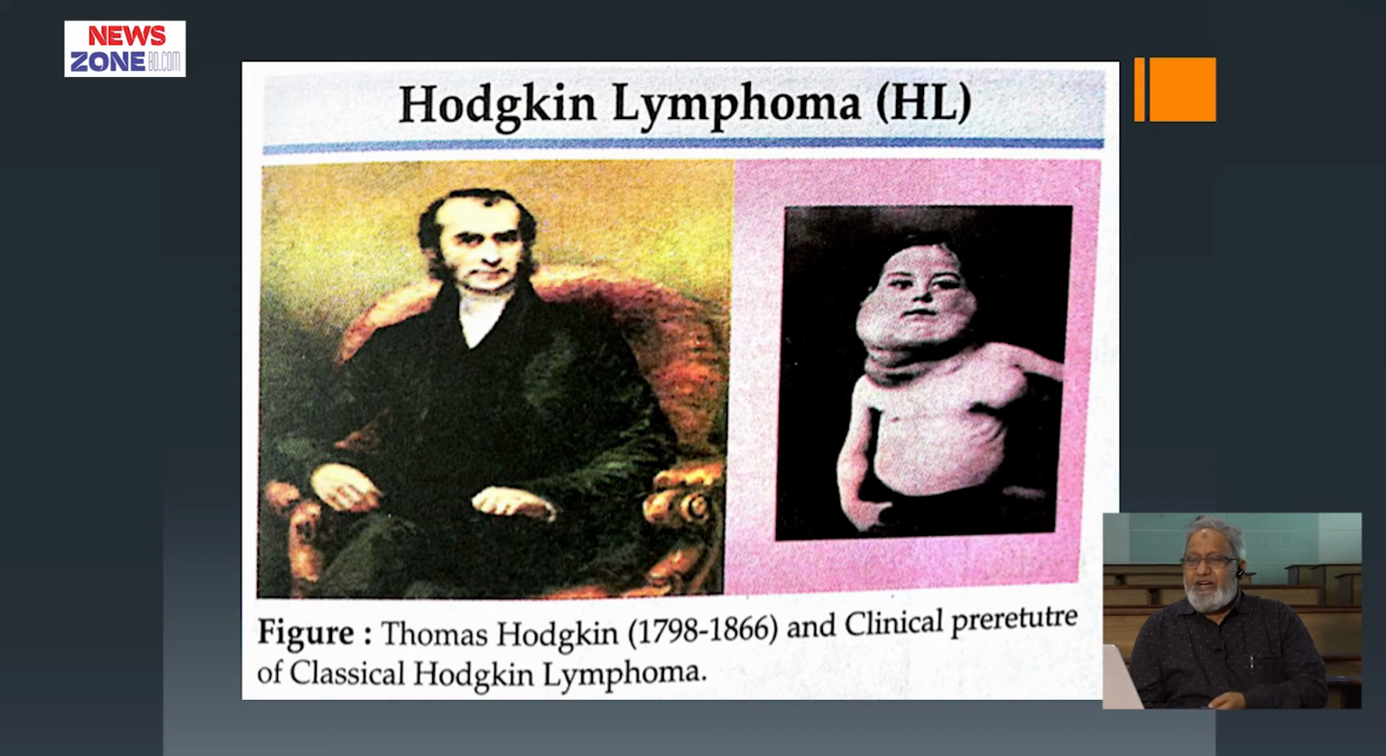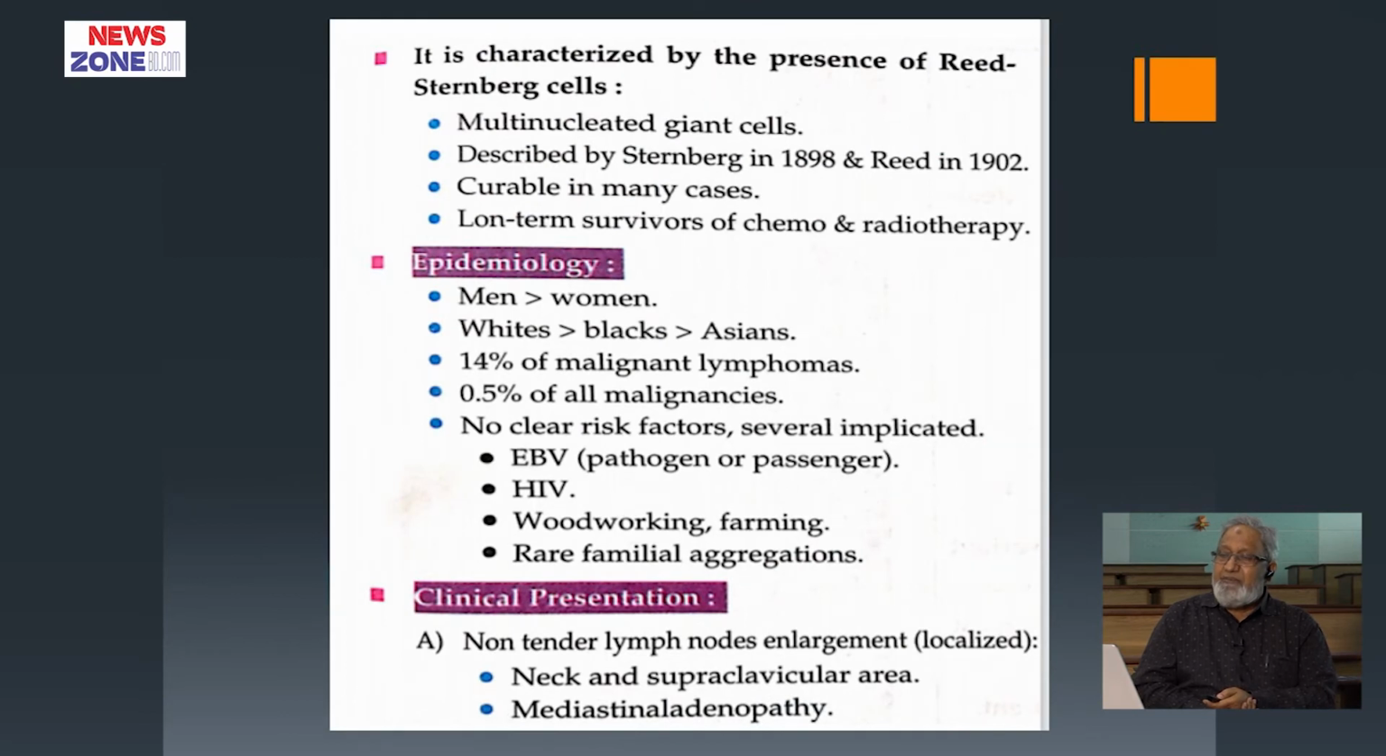If we want to diagnose a case of Hodgkin's lymphoma, we first have to find the Reed-Sternberg cells. What are Reed-Sternberg cells? They are multinucleated giant cells, described by Sternberg in 1898 and Reed in 1902. It is curable in many cases, with long-term survival after chemotherapy and radiotherapy.